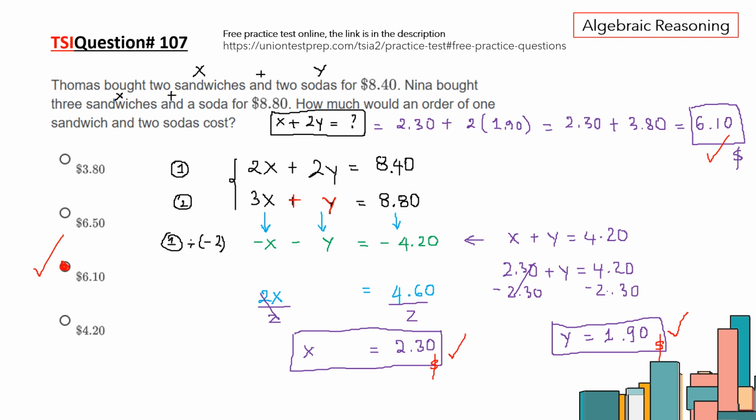So make sure you read the question carefully to see what they're asking. And for the system of equations, remember the first sentence will give you an equation. Then the second one gives you another equation. And then the last sentence will ask you what they want you to solve for in the problem.